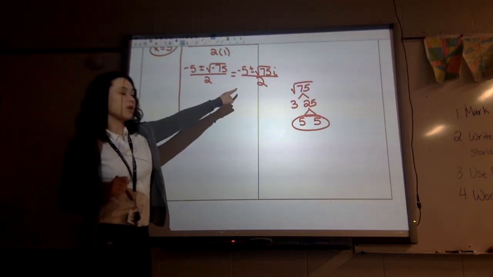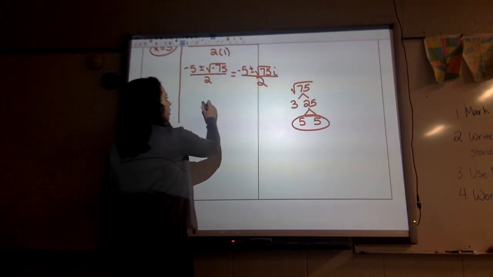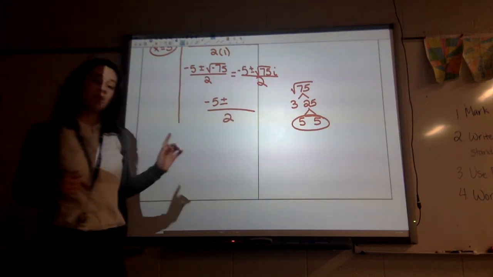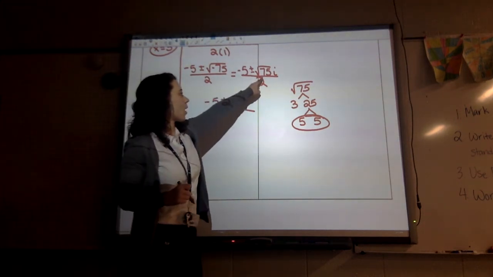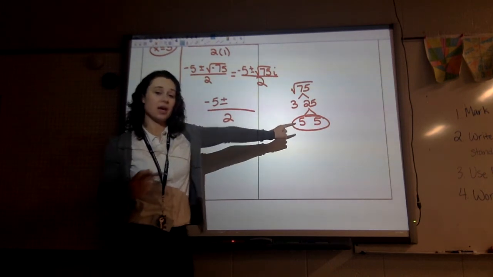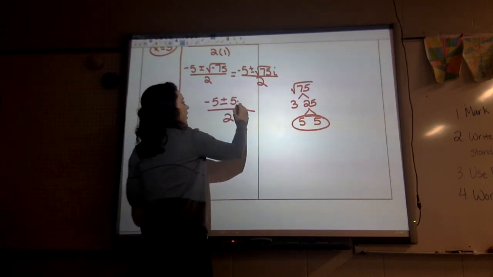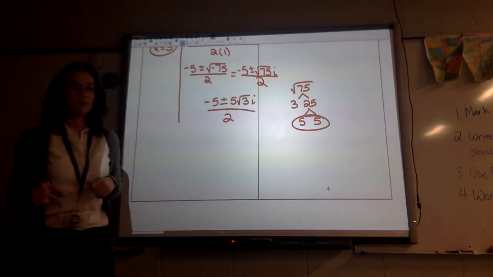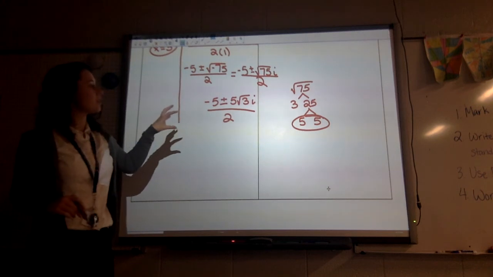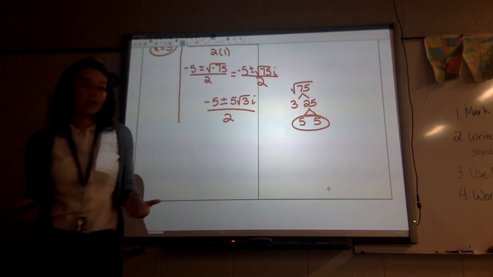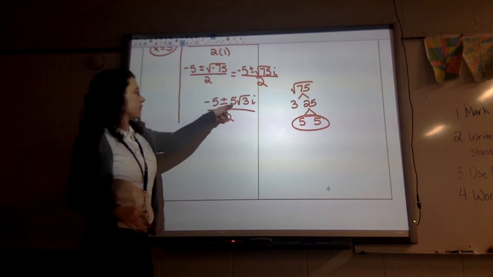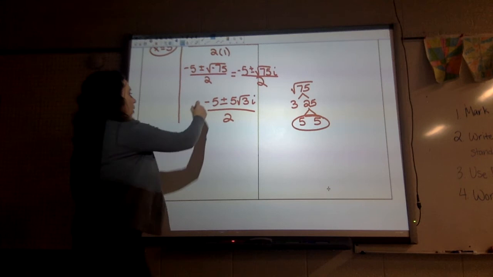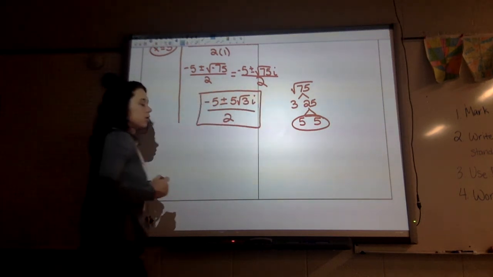So when I go back to my answer now, I am not changing the negative 5 or the 2. That hasn't changed. The only thing that has changed is now instead of writing a 75, I get to pull something out of it. I get to write the 5 on the outside, and that lonely little 3 stays inside. Okay? Once I get right there, I do have to check and see if I can reduce anything, but if I look at 5, 5, and 2, there is nothing that goes into all 3 of those numbers. So right there, I am done.